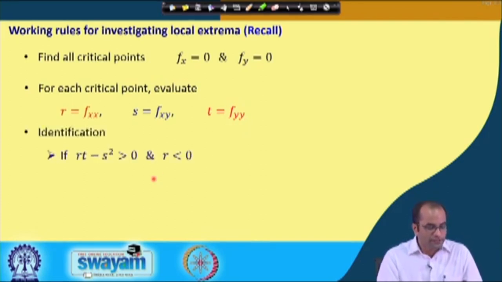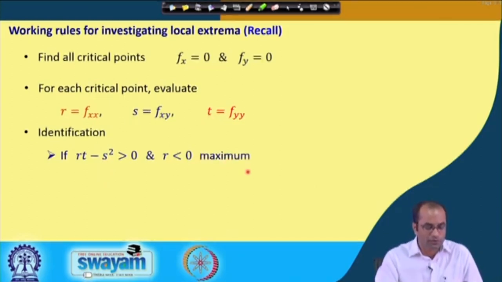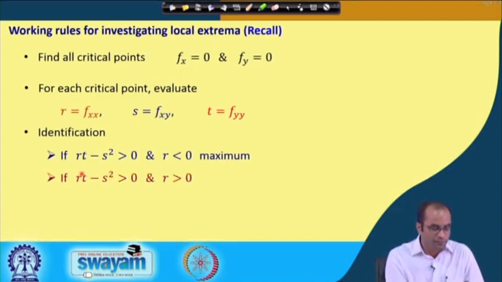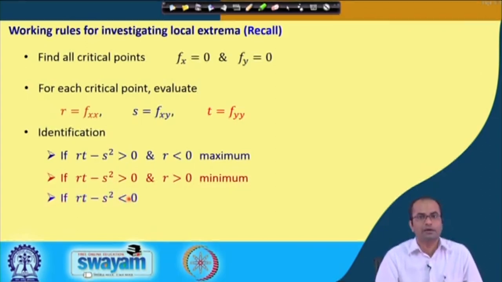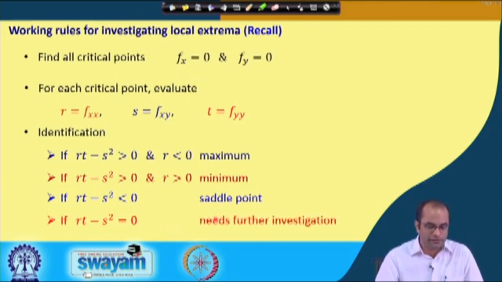And then for the identification we have realized that if r t minus s square is positive and r is negative, then we have a point of maximum. And if at a point we again have r t minus s square positive and r is positive, then this is a point of minimum. Similarly, when r t minus s square is negative, then this comes out to be a saddle point. And if r t minus s square is 0, then this test of second derivatives fails, and we need to go for further investigation by some other ways.